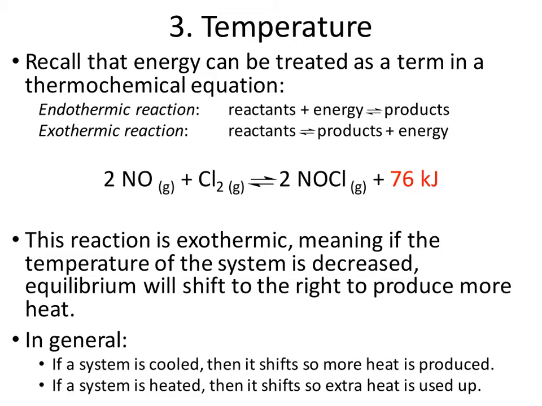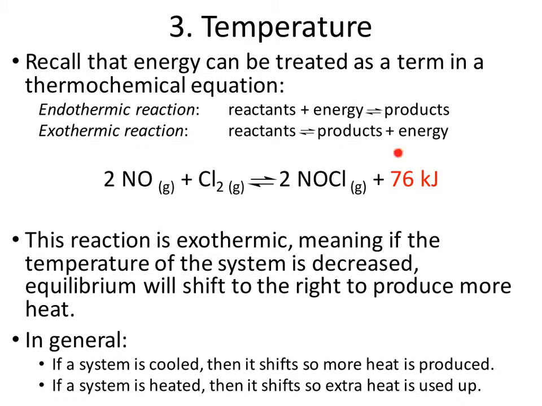In this case, remember going back to energetics and our enthalpy studies, we saw that one of the ways of expressing enthalpy is by including it as a term in a thermochemical equation. Now, in this case, when we look at this 76 kilojoules, it's on the product side, which means that it is an exothermic reaction. If we had this heat on this side of the equation, it would be treated as a reactant and therefore an endothermic reaction.